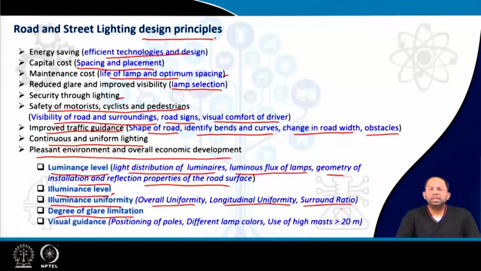Then degree of glare limitation. Suddenly there is a bright source of light, it can blind you or it may make everything else less visible. So degree of glare limitation should also be considered. And finally, the lighting should give visual guidance, such as the location of poles and different lamp colors. We can vary the lamp colors to signify certain changes, and use high mast in case of intersections. We go for high mast lighting greater than 20 meters, which helps us give uniform lighting throughout. And if I put multiple poles at different grades, it usually creates confusion.